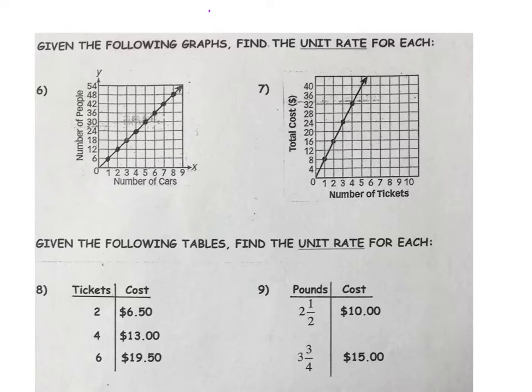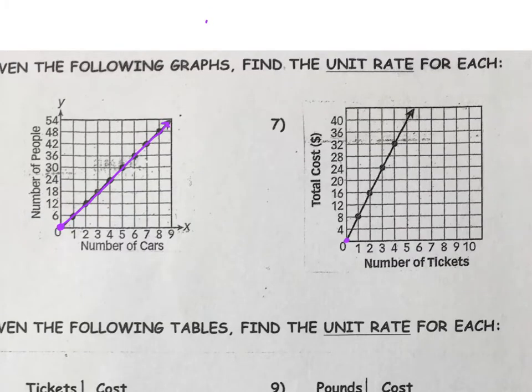You can see that each graph is clearly proportional. We start at 0, 0, the origin, and the line is completely straight. So in each case, we already know that a proportional relationship exists. However, let's take a closer look. We're being asked to find the unit rate for each graph.